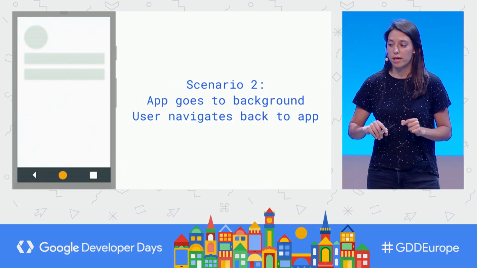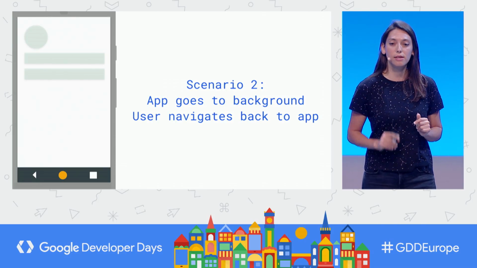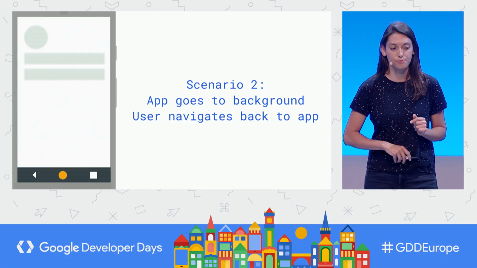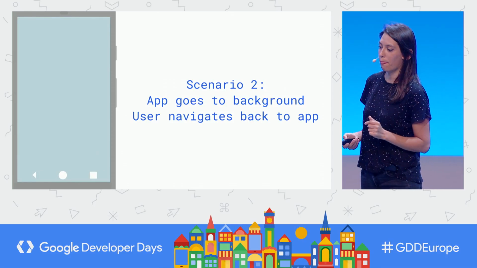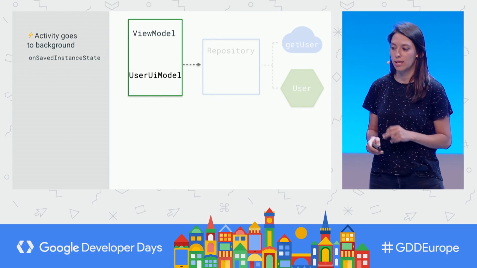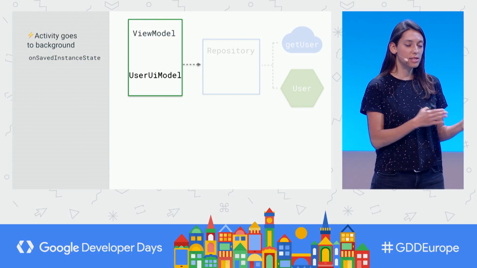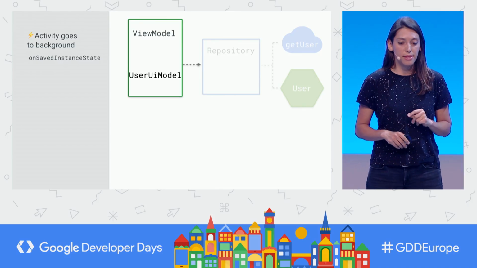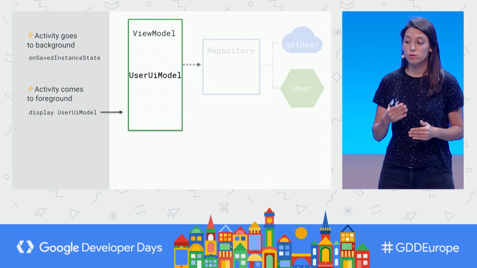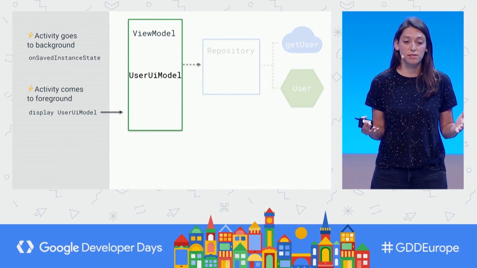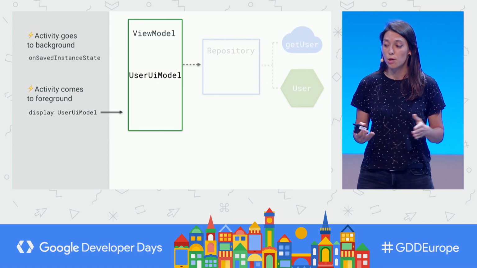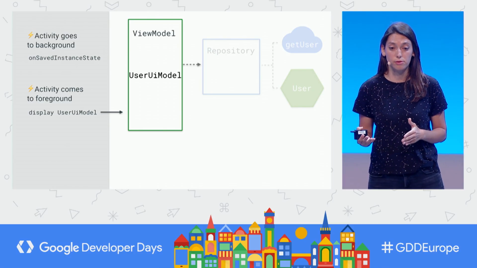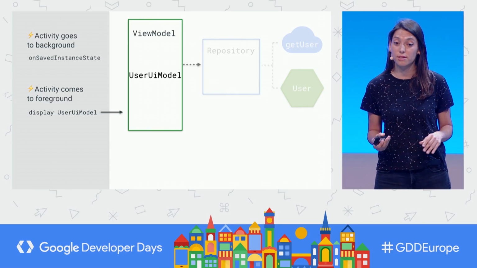Let's say that our application goes to background, and then the user navigates back to the app. In this case, when the activity goes to background, onSaveInstanceState is called. And then when the activity comes to foreground, we just display the user information based on whatever we have in the view model, again without requesting anything from the network.